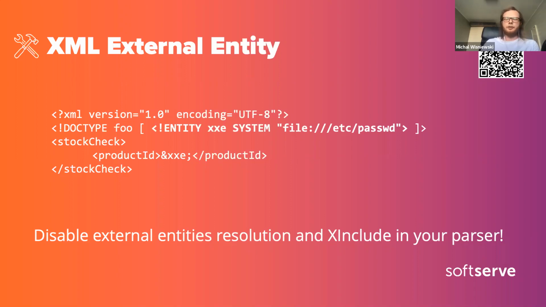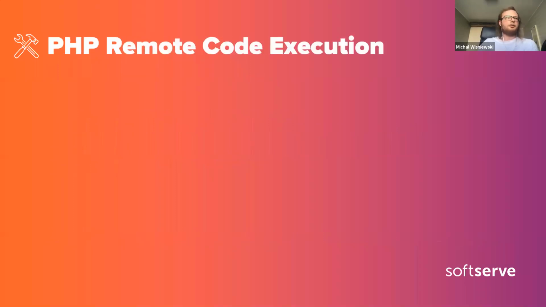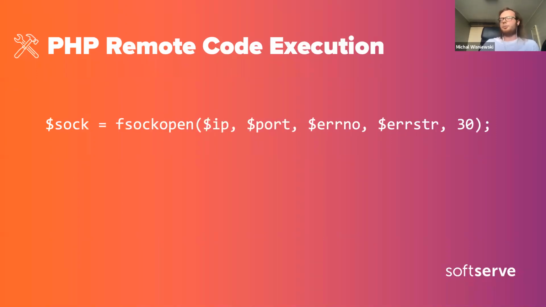Okay, so that was XML, so maybe let's jump to PHP. PHP RCE is PHP Remote Code Execution, and it's, I would say, similar to the XML one. But the main difference is that it's using PHP, and in PHP, sadly, there's a function called fsockopen. What this thing is doing is basically opening an HTTP socket on your machine.